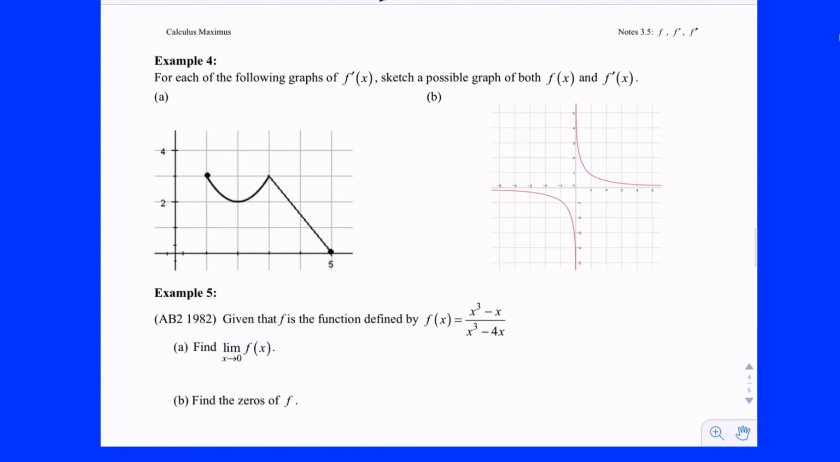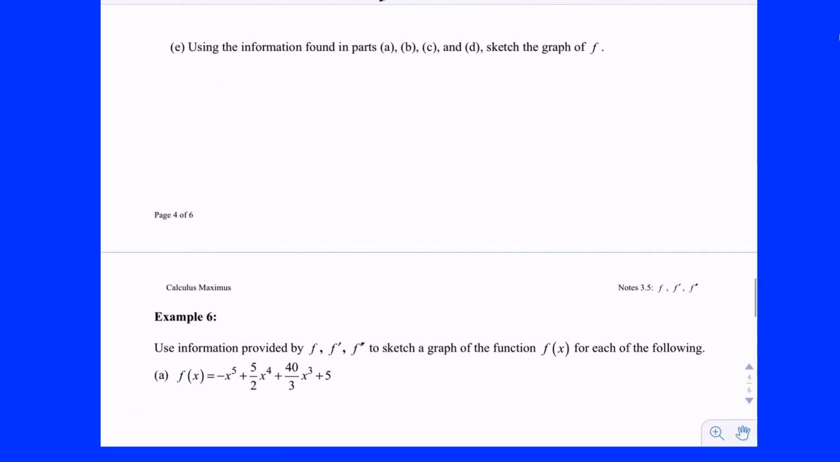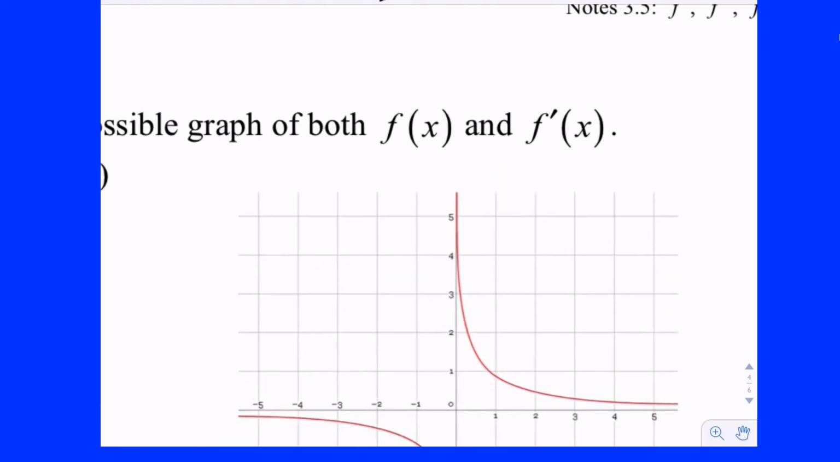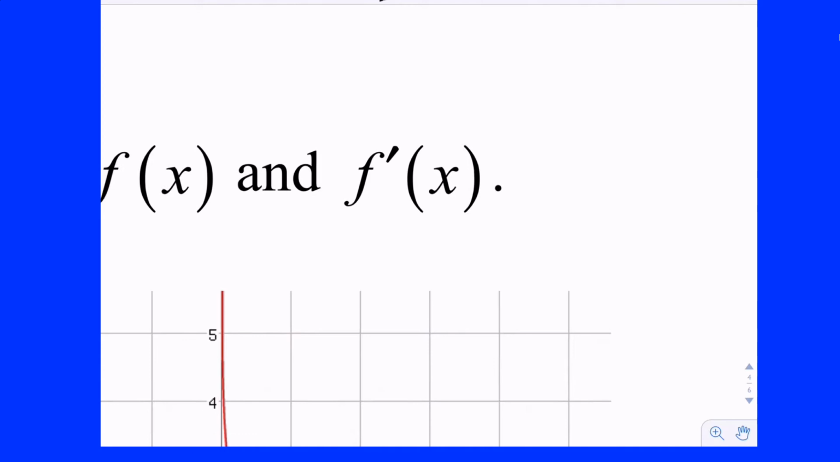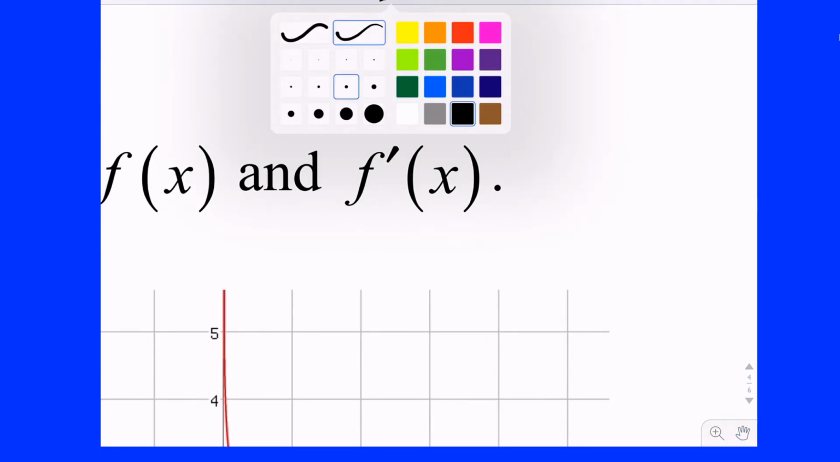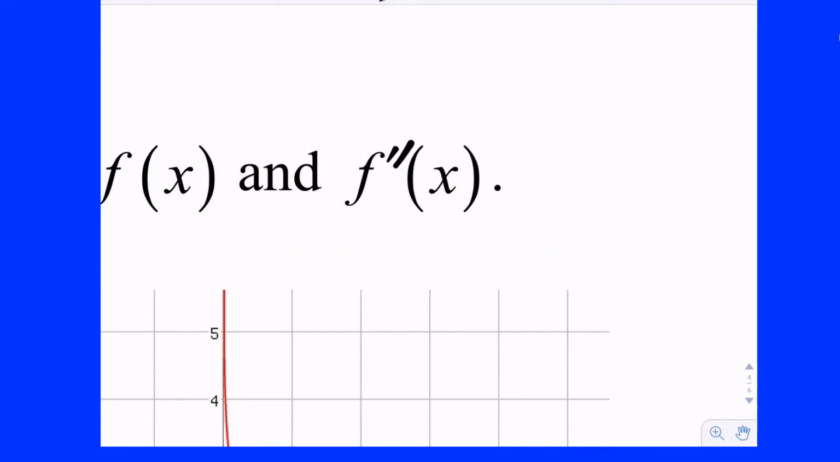Let's do example 4, and we'll call it a day, and then we'll look at something else. Okay, we'll call it a week actually. For each of the following graphs of f prime, sketch a possible graph of both f and f double prime. We fix it as we go. Remember, this is the first year I'm using these. I redid this in the summer.